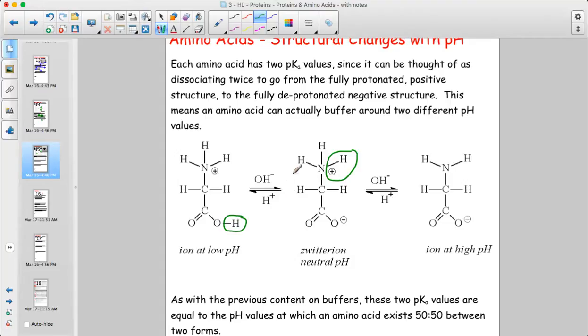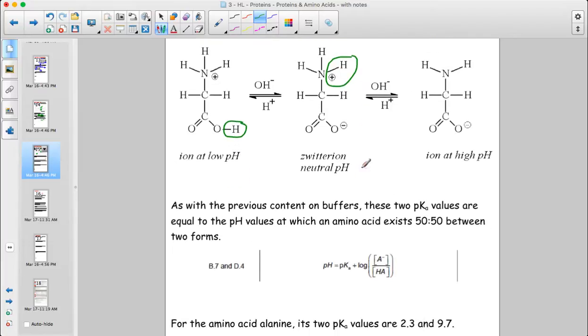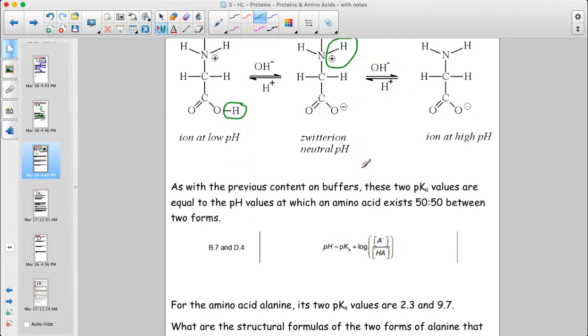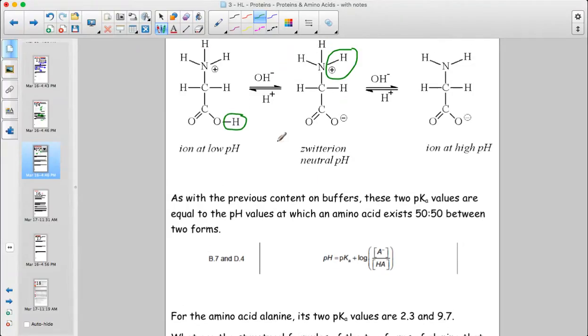And so each amino acid actually has two pKa values. There's a pKa value for this first acid, and there's a pKa value for this second proton, the second acid that can be dissociated. And as the previous buffer content has gone over, at the pKa, when you have species in 50-50 concentrations, then the pKa equals the pH.